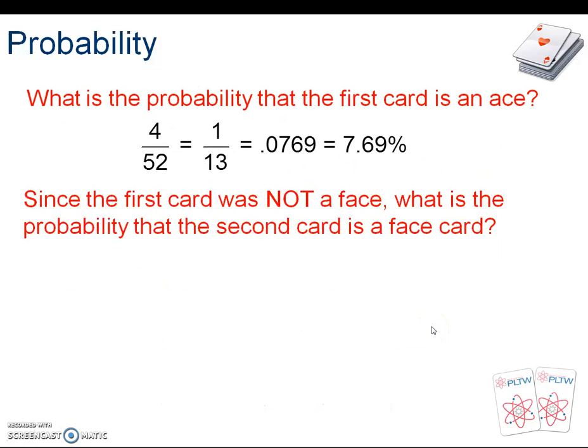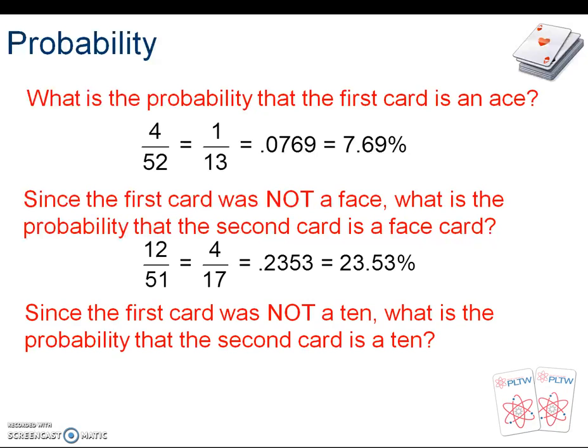So we take the probability of the first card being an ace, 7.69%. Since the first card was not a face card, what is the probability the second card is a face card? So since the first card was not a 10, what is the probability the second card then is a 10? And that adds up to 23%, 7.8. Notice that we have subtracted that first card because we've already picked it out, so that's going to lower our numbers by 1.